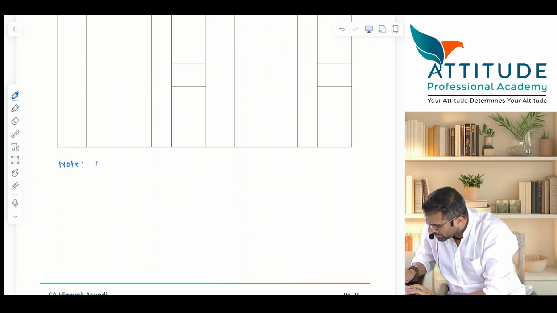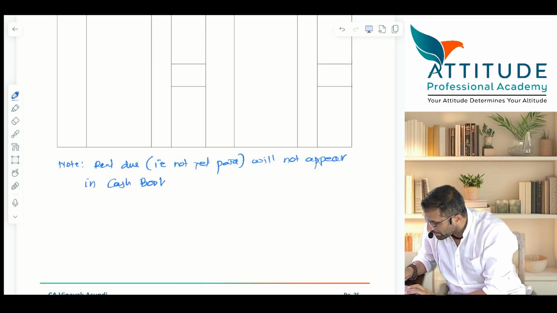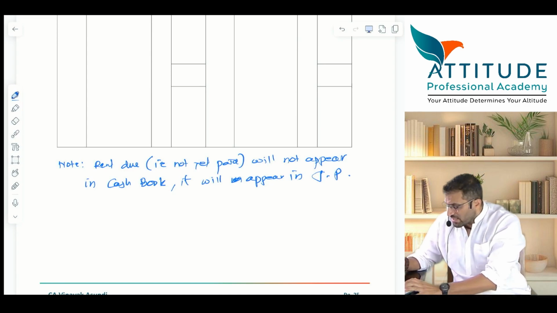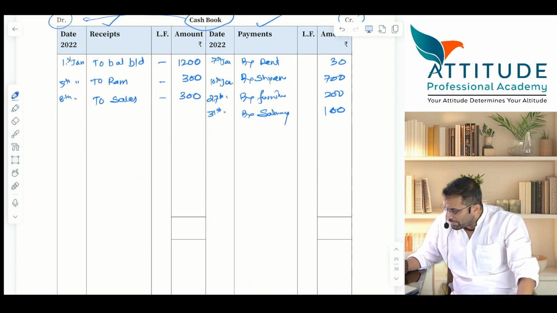Rent due. That is not yet paid. Will not appear in cash book. But it will appear in journal proper. Because all adjustment entries, closing entries, they'll appear in what? Journal proper. Ho gaya? Now, tell me the total.